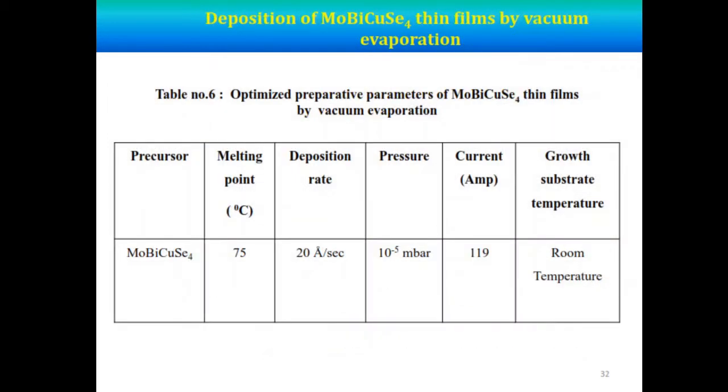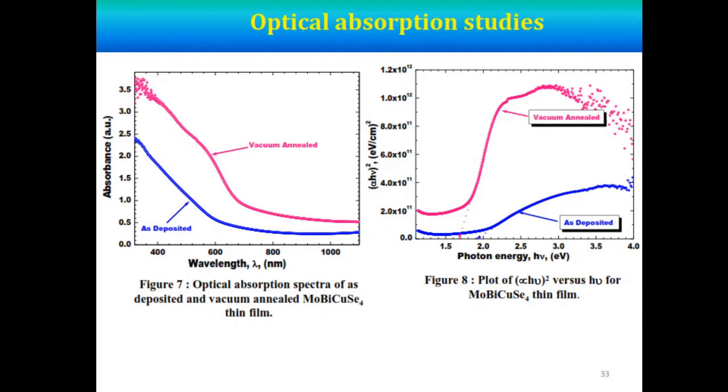Deposition of MoBiCuSe4 thin films by vacuum evaporation. These are the optimized preparative parameters of MoBiCuSe4 thin films by vacuum evaporation. The precursor is MoBiCuSe4, melting point 75, deposition rate, pressure, current, and growth substrate temperature, which is at room temperature. This is the optical absorption studies.